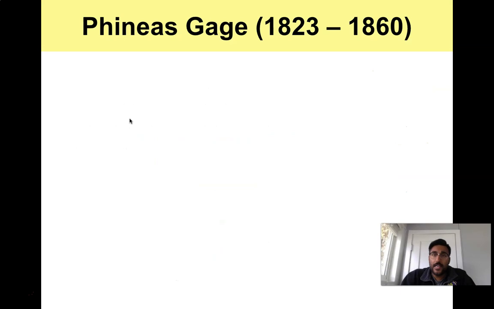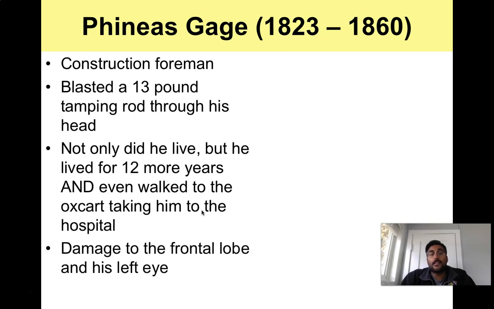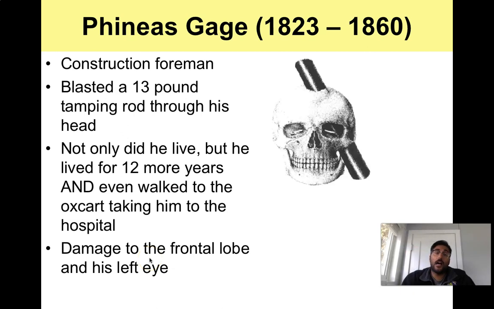So here's this guy, Phineas Gage. This poor dude had a giant 13-pound tamping rod, but let's just think of it as a giant rod or nail, pounded right through his head. Not only did he live, but he lived for 12 years after that accident and even walked around right after the accident. The damage was to his frontal lobes, right at the front there, and to his left eye. Here was literally his brain. This is a diagram of his brain. So this is where it went. It wasn't something subtle. This was not fun.